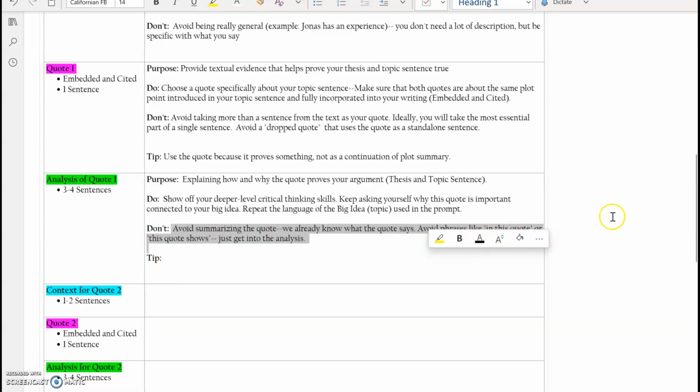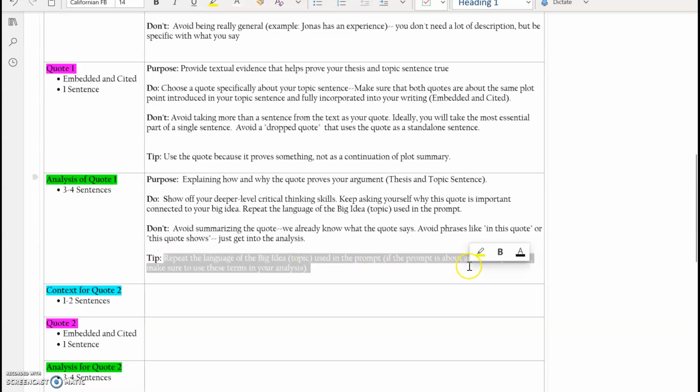For your don'ts, pretty simple here. Avoid summarizing the quote. You have the quote right there. You don't need to restate it in your own words. We already know what it says. Avoid phrases like "in this quote" or "this quote shows." We don't want to use the language of the essay writing. So structural things like "my thesis," "this proves the thesis because," "this quote shows," "in this quote." Just get rid of that phrasing and get right into the meat of the analysis.